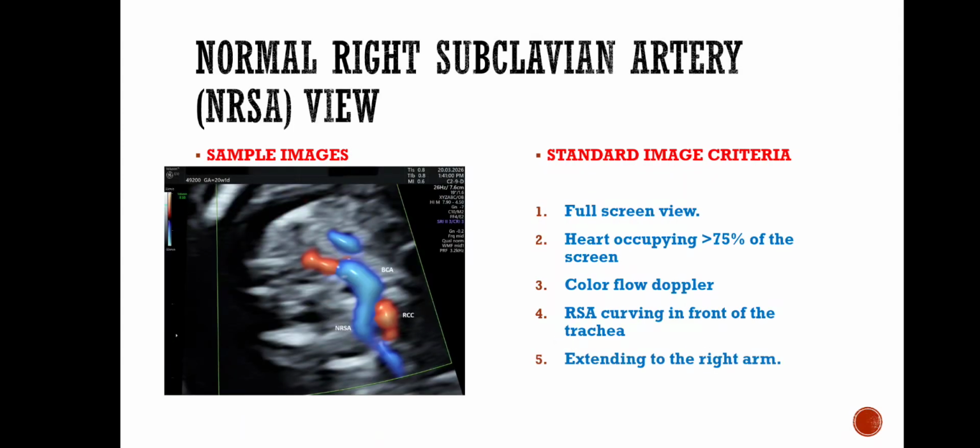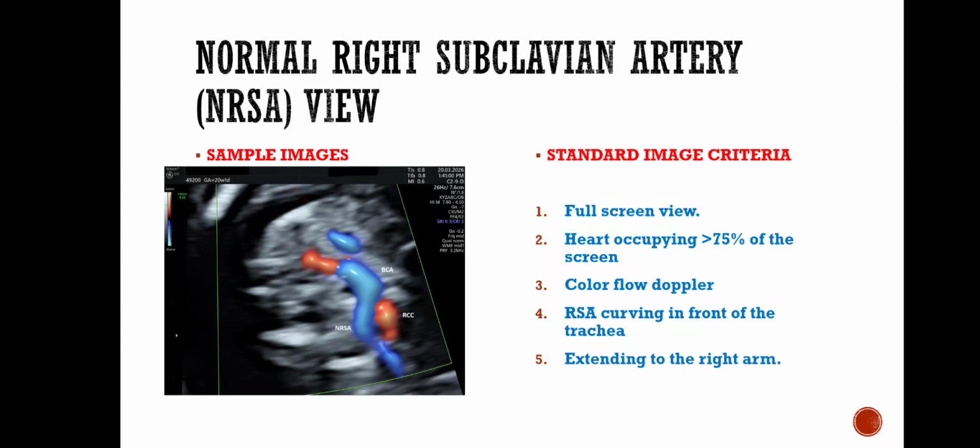The normal right subclavian artery. After going to the three vessel tracheal view, tilt the probe and trace the neck vessels, that is brachiocephalic artery, which is dividing into subclavian artery and right common carotid artery. Normally, the right subclavian artery curves in front of the trachea and extends to the right arm.